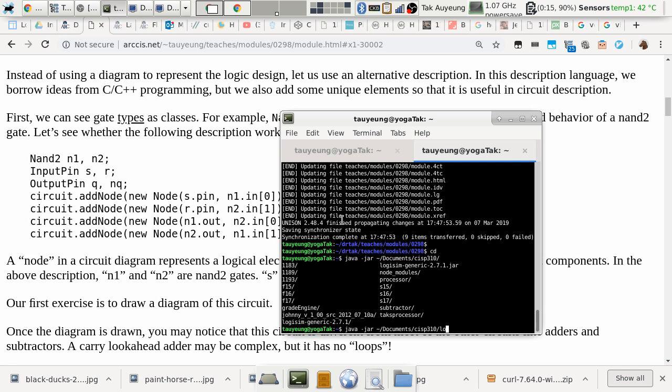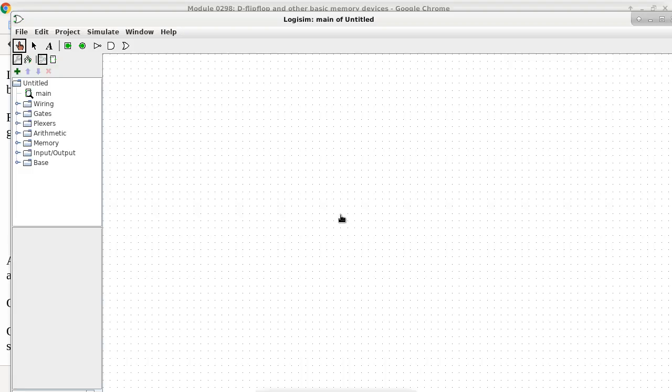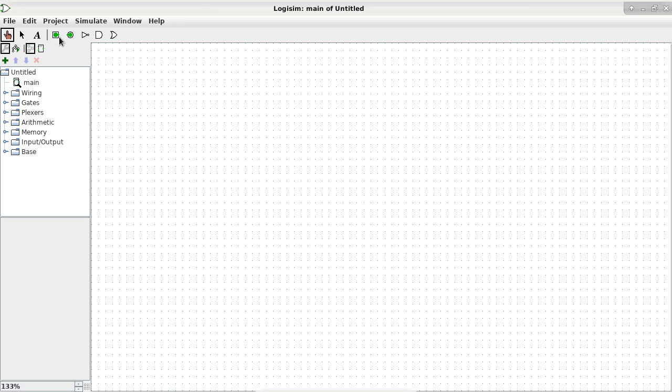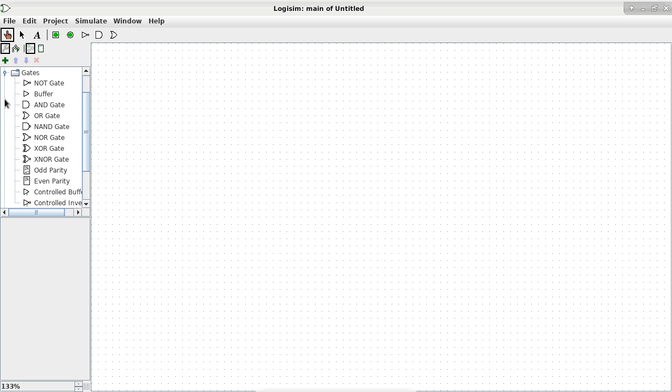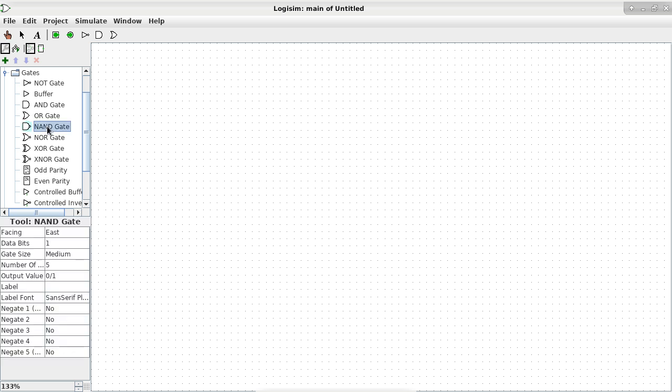And this is where LogicSim is. All right, so here's LogicSim. So we'll pull two NAND gates. Okay, we only have two inputs per NAND gate, and we can make these narrow like that.